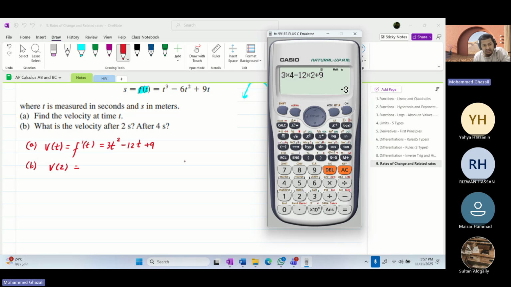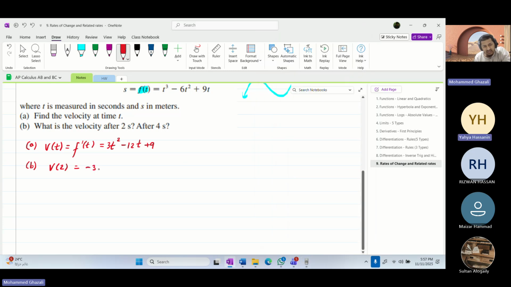It's negative 3. But you forgot the negative. 3 times 4, yes, multiplied by 4. Is that correct? Negative 3 meters per second. You have to write down the units of measurement because it's velocity. Negative 3 meters per second.